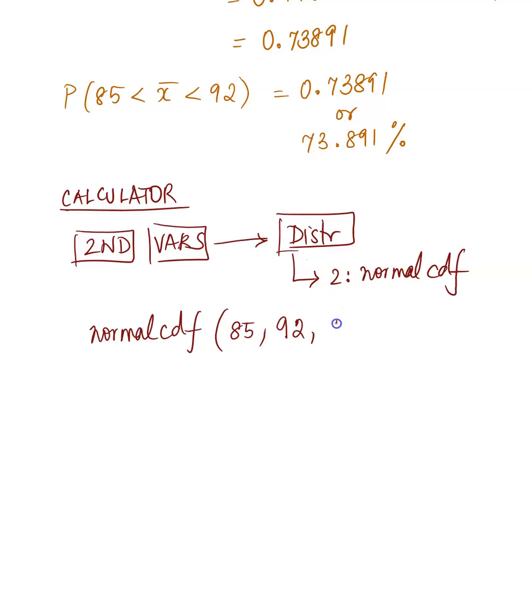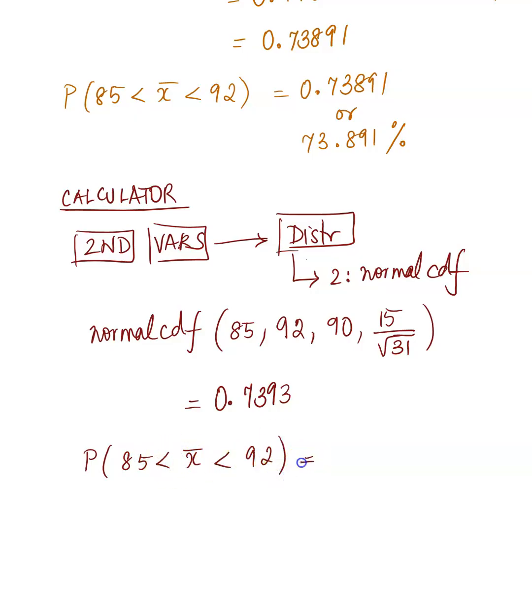Then the mean is 90. The standard deviation is 15 over root 31. You can enter it as it is. You don't have to find it separately. Okay. And then hit enter, and that gives you 0.7393357. So let me just round it to 0.7393. And again, because the calculator gives you more accurate values, you have rounding errors giving us a value that's slightly off.